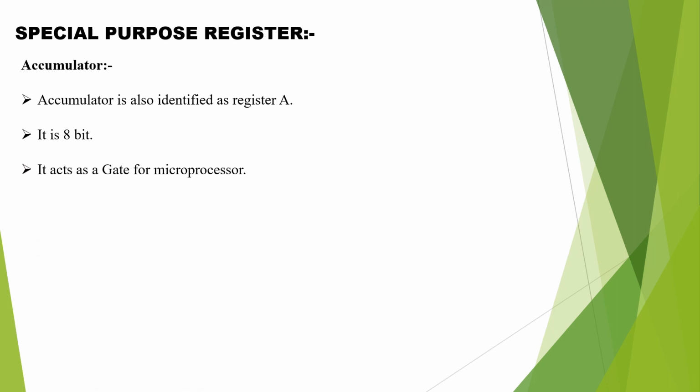Let us understand the special purpose register. The first and very important special purpose register is the accumulator. It is also identified as register A. It is 8-bit, so we can also call the accumulator register A. It acts as a gate for the microprocessor. In simple words, if there is a concert or an event going to take place, we require a gate pass to get inside the event. Similarly, for arithmetic and logical operations to take place inside the ALU, the gate pass will be your accumulator. Why do we take it as a gate pass?